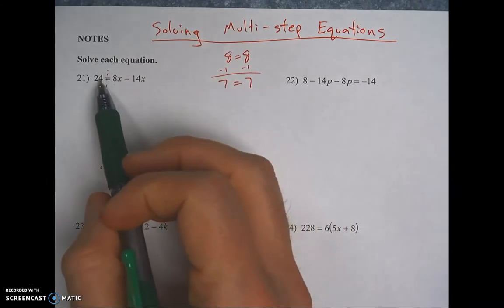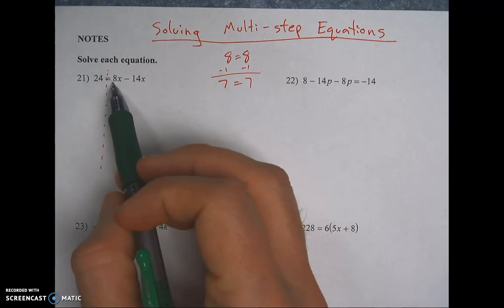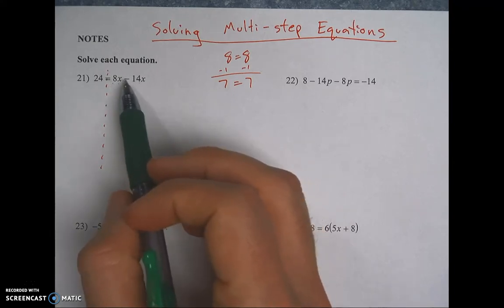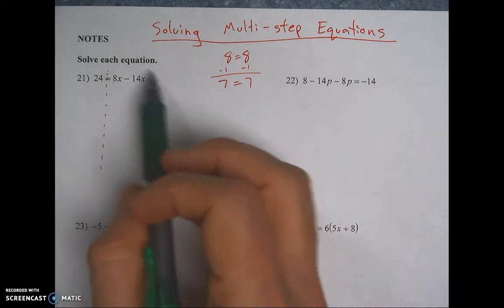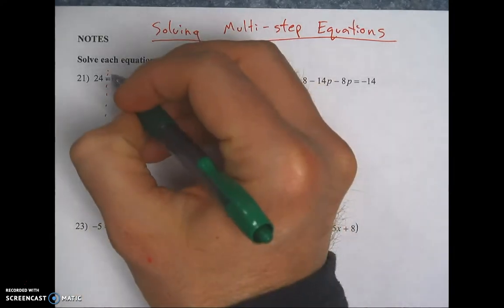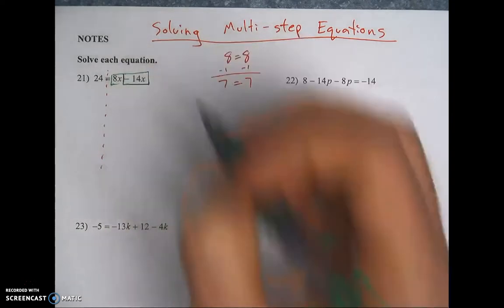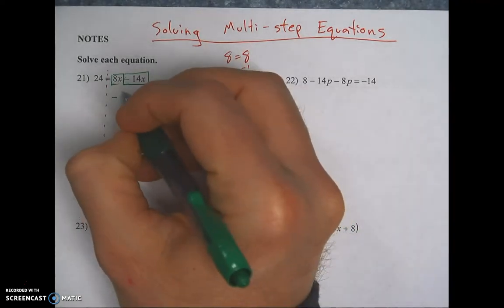So in this case, 24 is over here by itself. On the right side, I've got two terms, 8x and a negative or minus 14x. Those are like terms. They're on the same side of the equal sign. This is an expression on this side. I can simplify this expression. So just like we just tested on, this is an 8x and a negative 14x. So I'm doing 8 minus 14. So that's going to be a negative 6x.